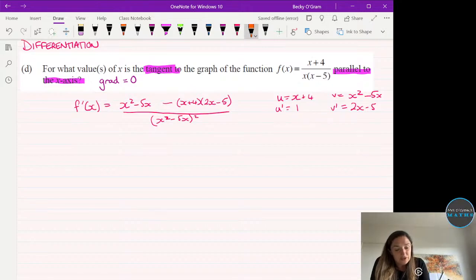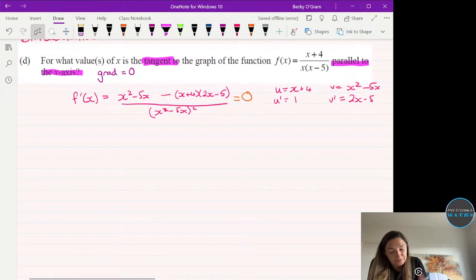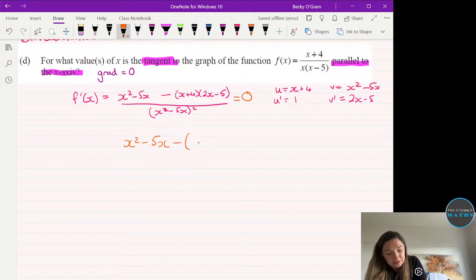Next stage is to set that equal to 0. So if we want the gradient to be equal to 0, I'm taking this gradient function and setting it equal to 0. Now, if I bring that up and multiply it across to the other side of the equals, that would become 0. So I can just carry on with the numerator, x squared minus 5x minus, expanding that bracket, we've got 2x squared plus 8x and then minus 5x, so that's plus 3x minus 20 equals 0.